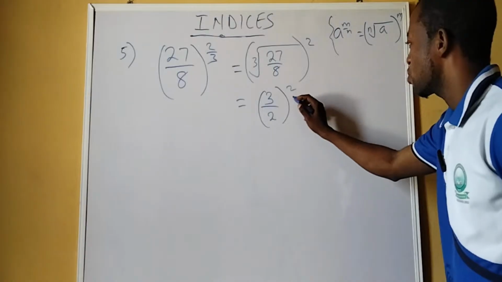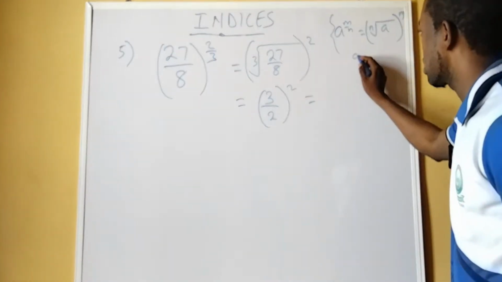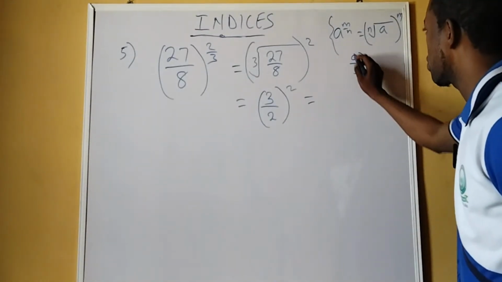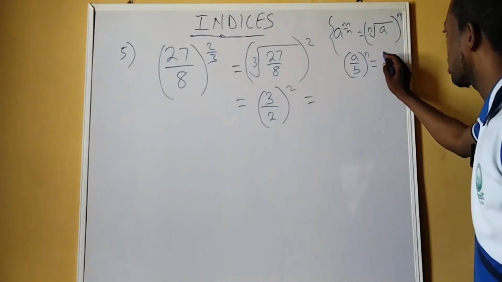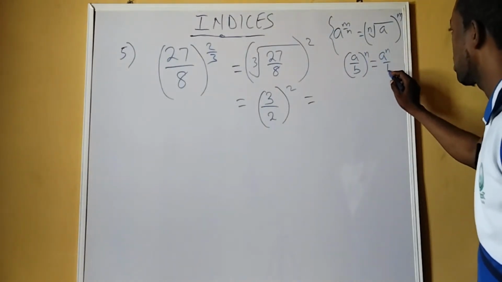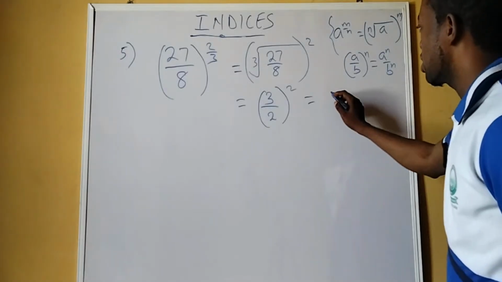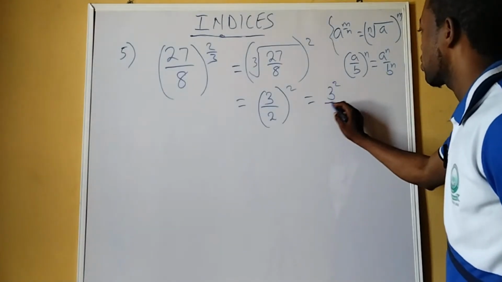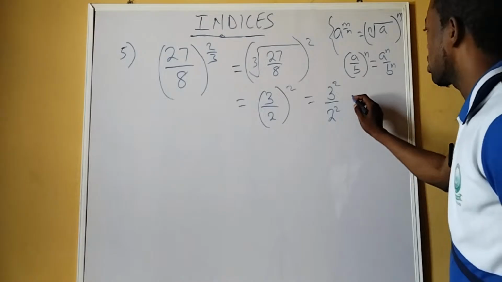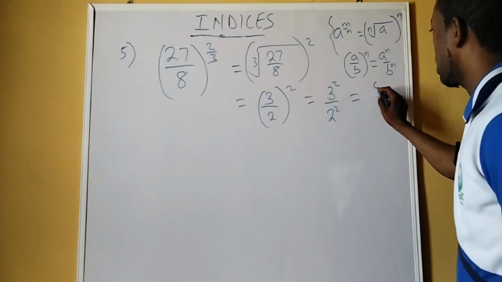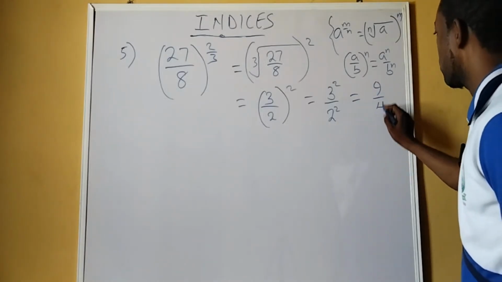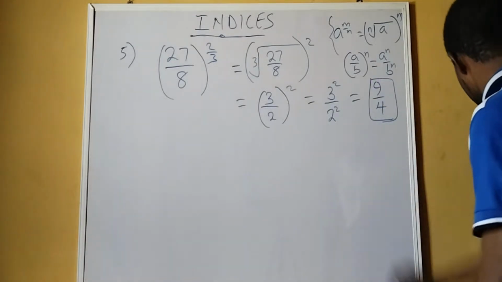And here, 2 affects 3 and 2, from the law that says a over b, all raised to power n, is the same thing as a raised to power n over b raised to power n. And this is 3 squared over 2 squared, which is 9 over 4. So that's what we have as the final answer.